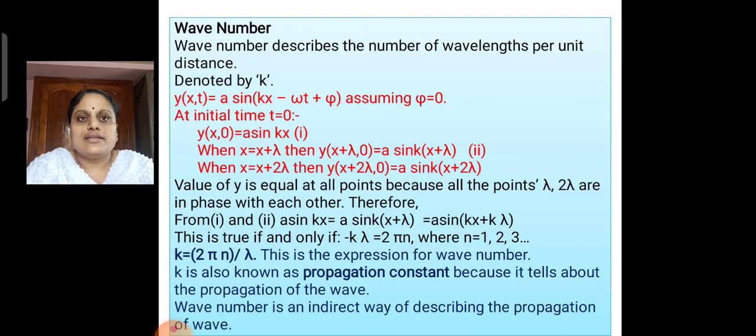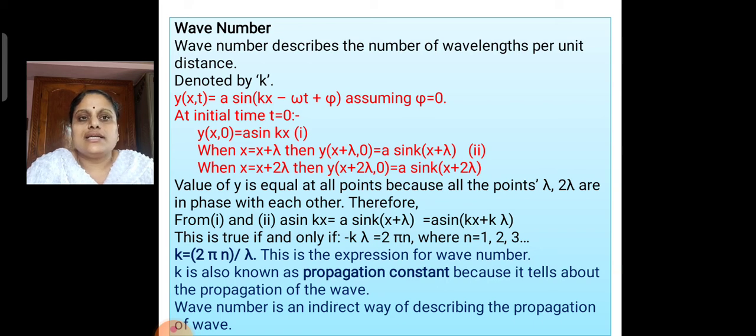Now let us define the term wave number. Wave number describes the number of wavelengths per unit distance. It is the reciprocal of wavelength. It is denoted by the letter k.